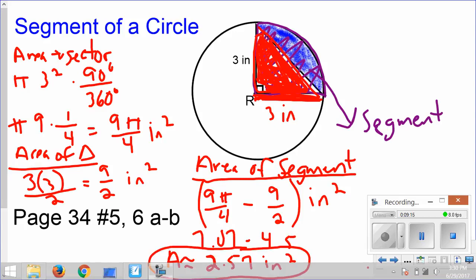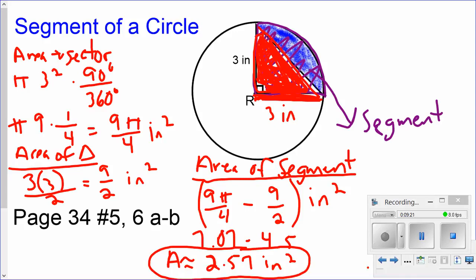Okay, so I entered 9 pi divided by 4 in my calculator and got approximately 7.07. 9/2 is 4.5. And when I subtract 4.5 from 7.07, I get that the area of the segment is approximately 2.57 inches squared. And that's how you find the area of a segment.